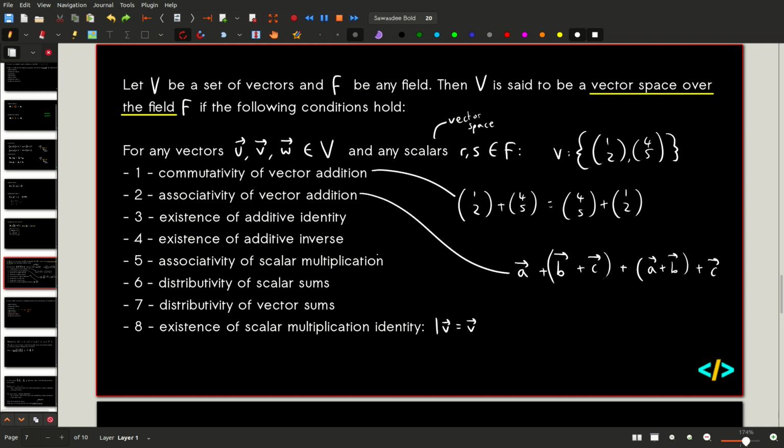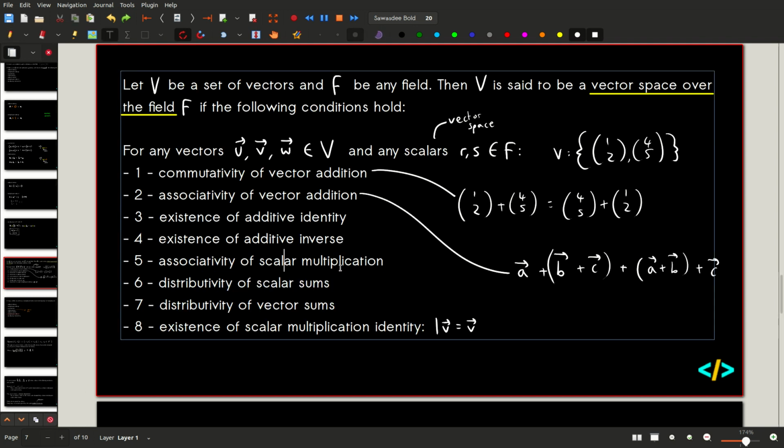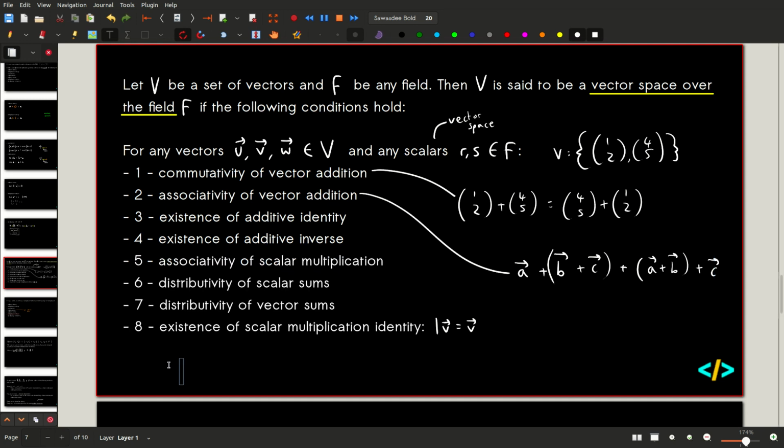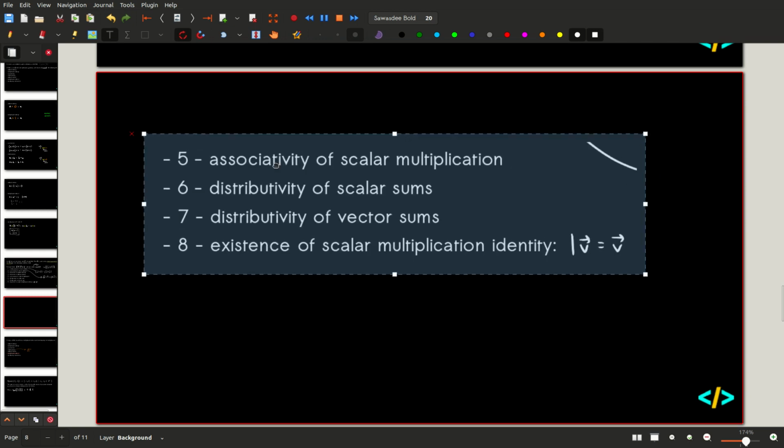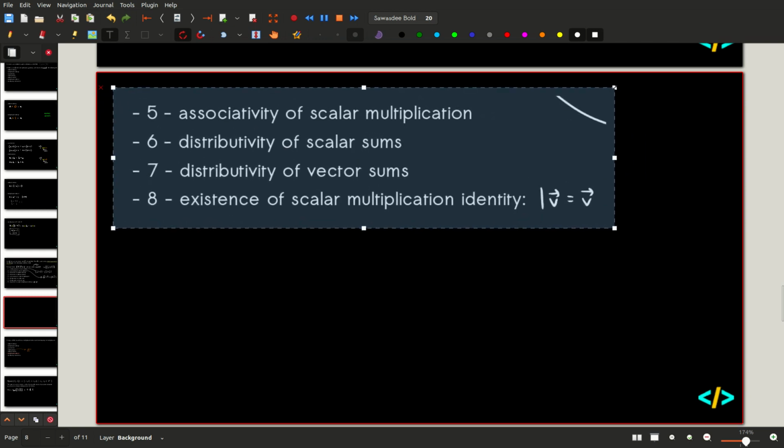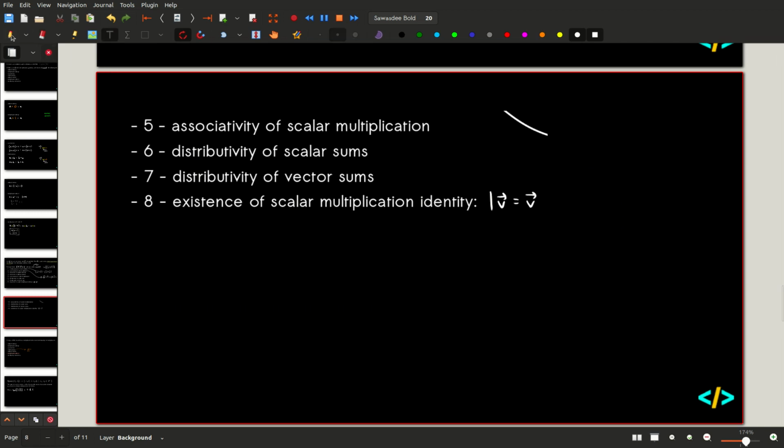So associativity of scalar multiplication. Can anyone think of what this means? I'll give you a moment and then I'll go through it. I'm going to copy these to a new page just because we're running out of space. Okay. I see someone's typing.